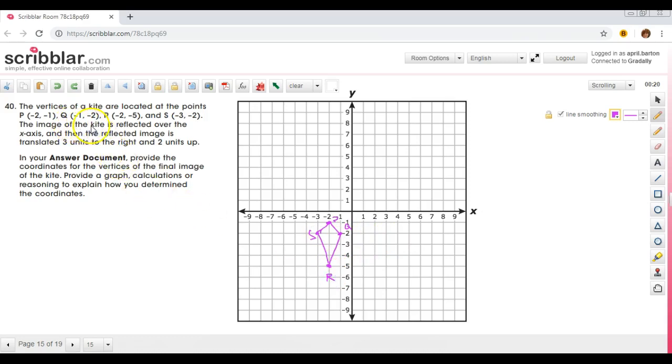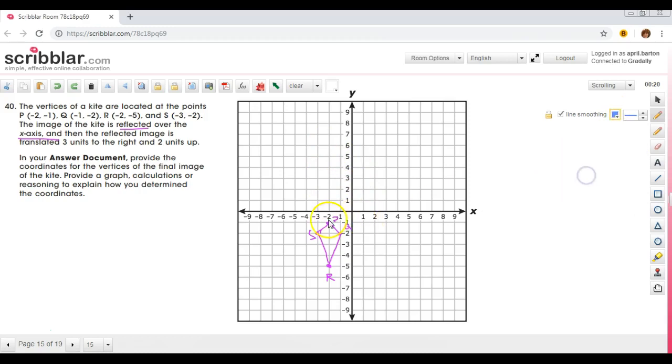So then the first part said the image of the kite is reflected over the x-axis. Reflected is basically meaning you're going to flip it or mirror it. Now there's 2 ways to do this. We could have reflected across the y-axis where it's going to pop over here, or reflect across the x-axis means it's going to flip up over here.